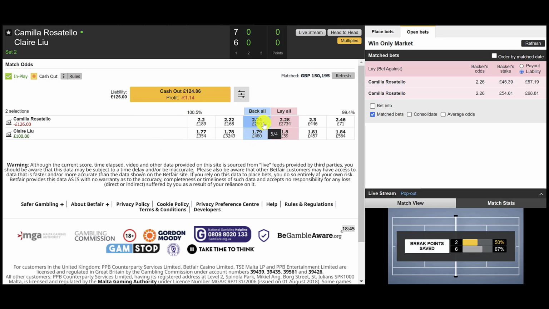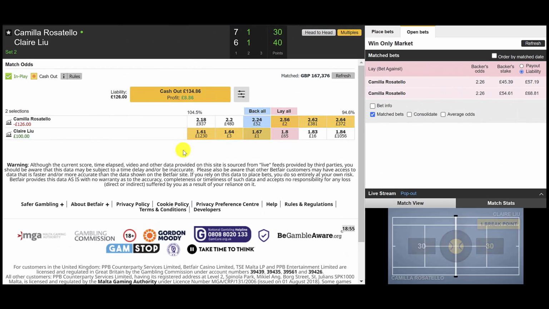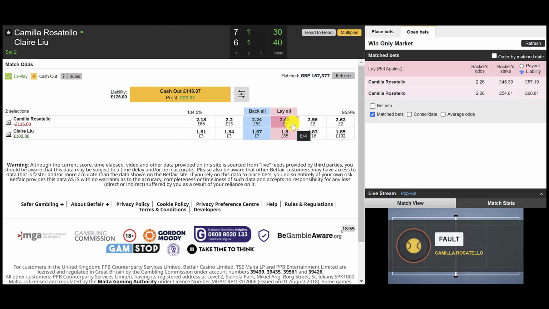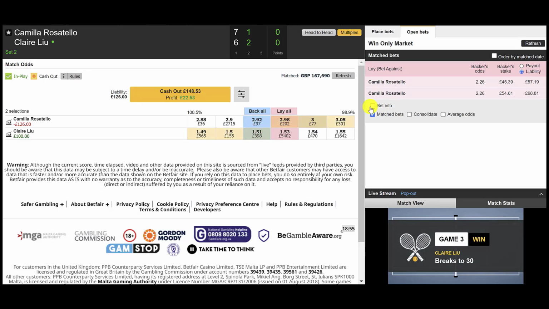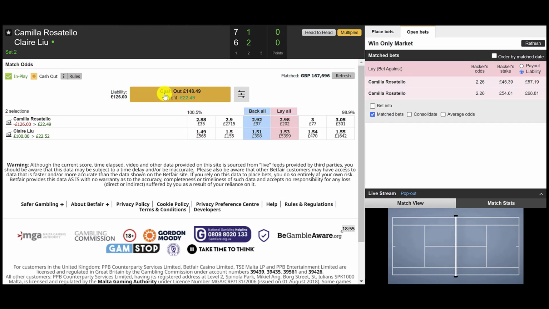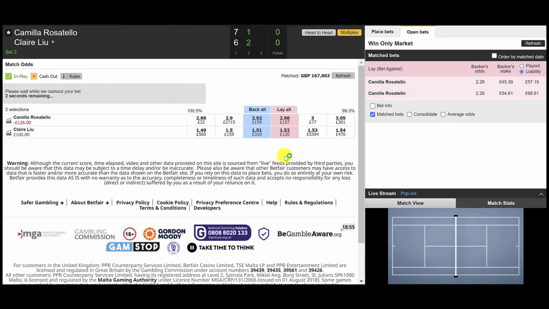We're laying Rosatello. Ideally, we want Lou to just start the second set firing, and that's going to move the odds in our direction, and we'll be out with a profit, and we don't even have to worry about the rest of the match. Let's see what happens from here. So we're in a position right now where Lou has a break point, and you can see that shifts the odds in our favor. It's caused a bit of carnage in the market, but it shifted the odds up, and it looks like she's converted that break point. Yeah, double fault. So a double fault from Rosatello converts the break point, and so you can see that Rosatello's price now goes out to 2.92 to back, and we can lock in a profit from there.